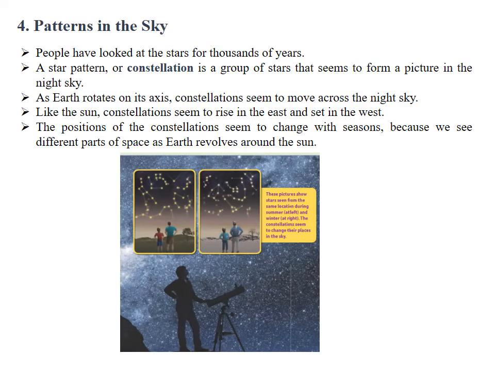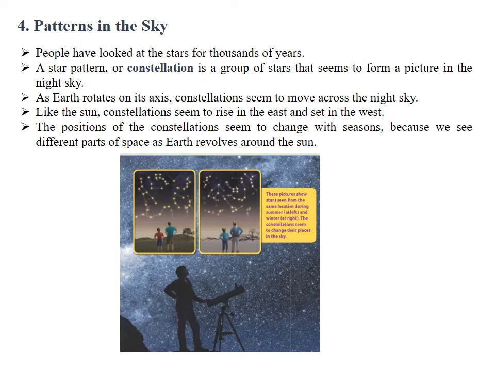Now, let's talk about patterns in the sky. People have looked at the stars for thousands of years. A star pattern or constellation is a group of stars that seems to form a picture in the night sky. As Earth rotates on its axis, constellations seem to move across the night sky. Like the sun, constellations seem to rise in the east and set in the west.